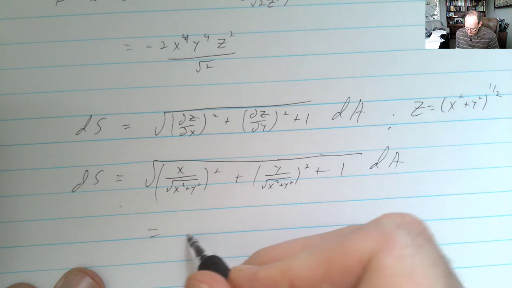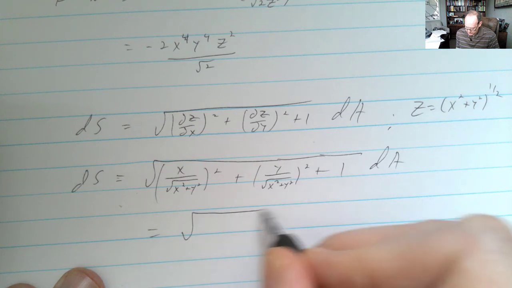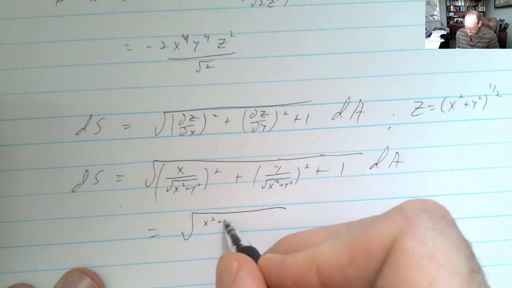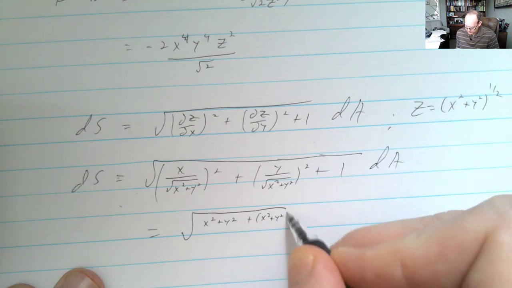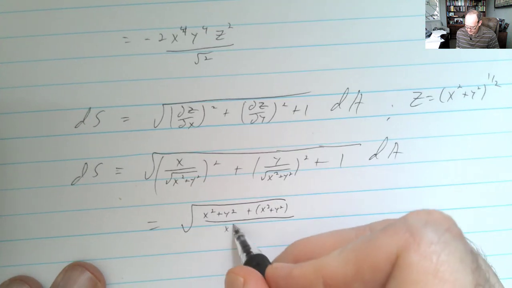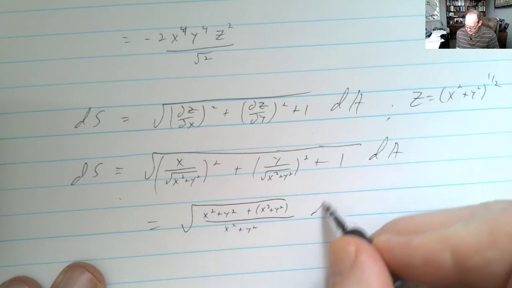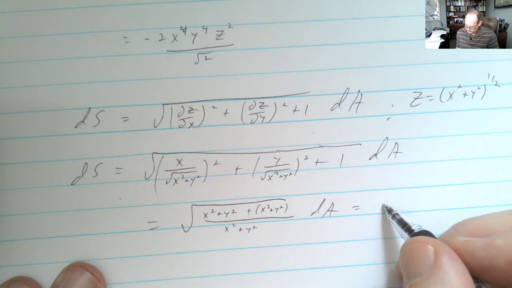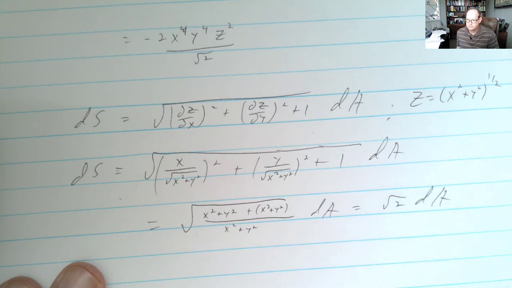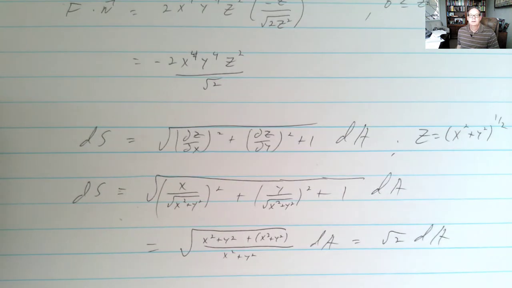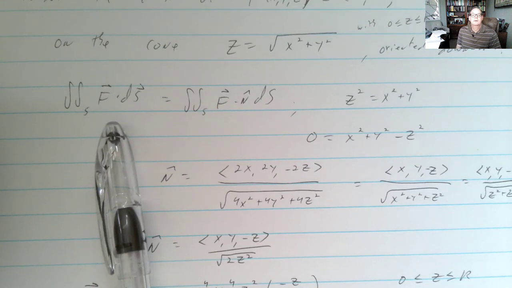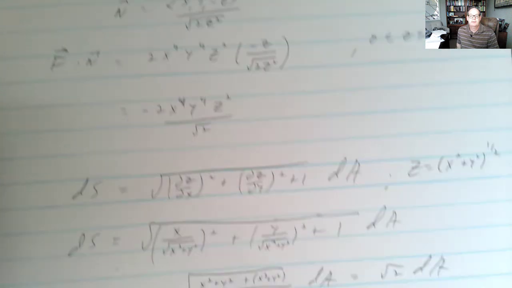So if we simplify, we'll get the square root of, get a common denominator, x squared plus y squared, and then plus 1 will be plus another x squared plus y squared, all over x squared plus y squared dA, and that'll end up just being root 2. So my integral F dot n dS, here's my F dot n, here's my dS.